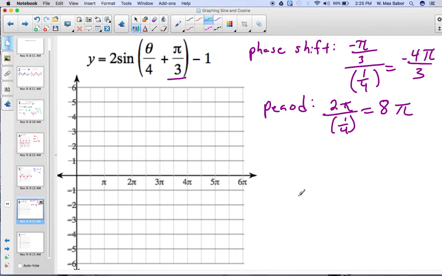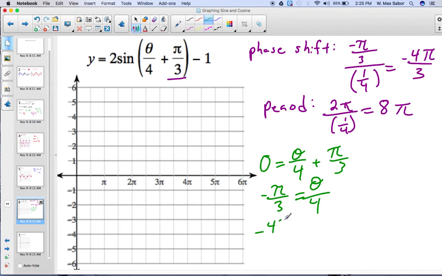In order to successfully complete this, the easiest thing to do in my mind is to think of when this is going to be 0. If we set that whole input equal to 0, we get theta over 4 plus pi over 3, subtract pi over 3, equals theta over 4, multiplied by 4. You get the phase shift. That's why c over b is the phase shift. So negative 4/3 pi is going to be a little bit over here.